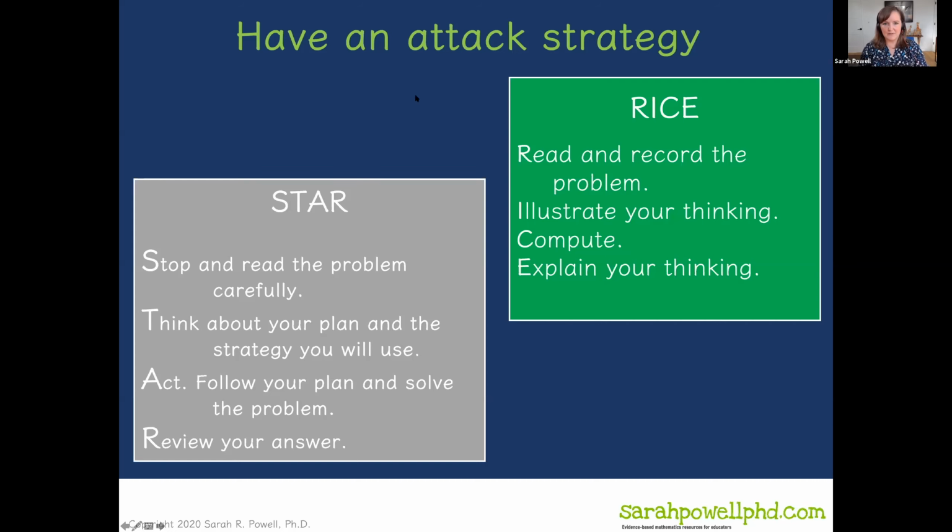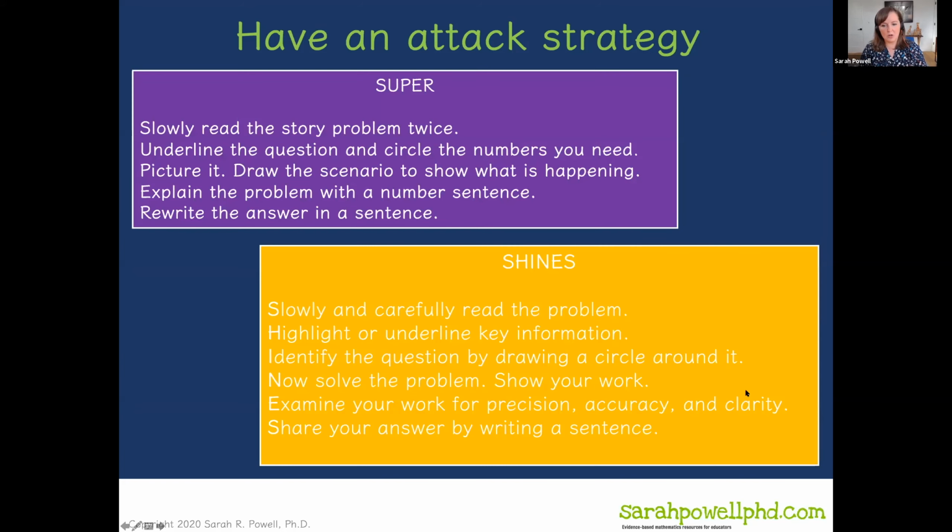And let's see, so if I notice these two here, I'm going to click off there. STAR, so stop and read the problem carefully. RICE, read and record the problem. Here are two others. They're a little bit longer, so I want to show you some of the diversity in attack strategies. Here we have SUPER and SHINES.